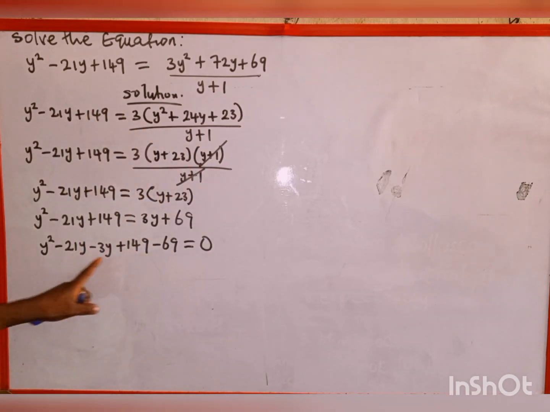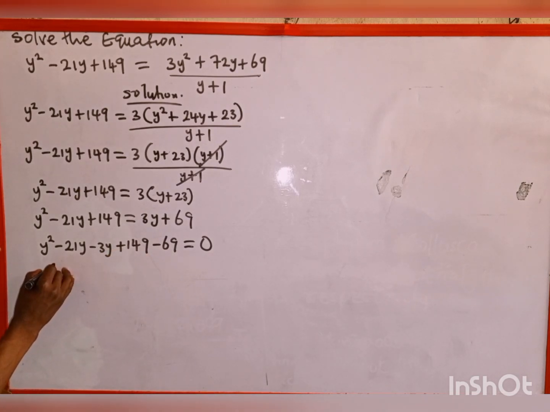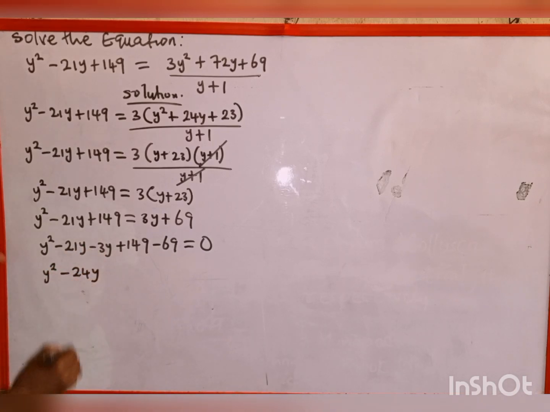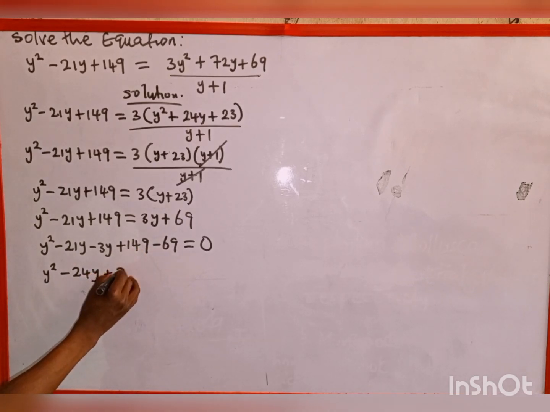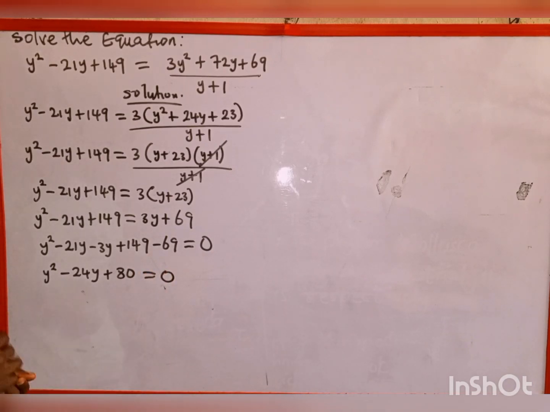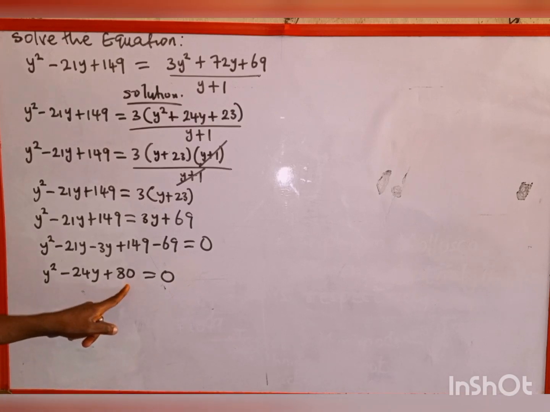So the next thing we're going to do is to add these like terms together. We're going to have y squared minus 21y minus 3y is going to give us minus 24y. Then 149 minus 69 is going to give us positive 80, which is equal to 0. So what do you notice here? y to the second power, y to the first power, and this is constant. So this is a quadratic equation. So we're going to use the factorization method to solve this quadratic equation.